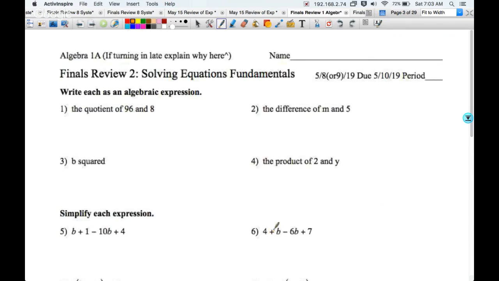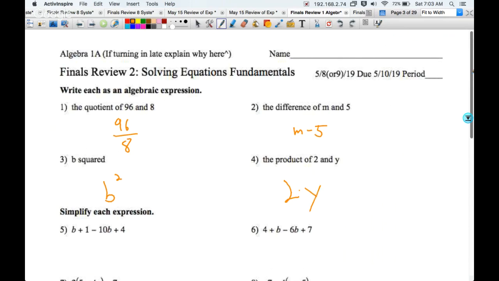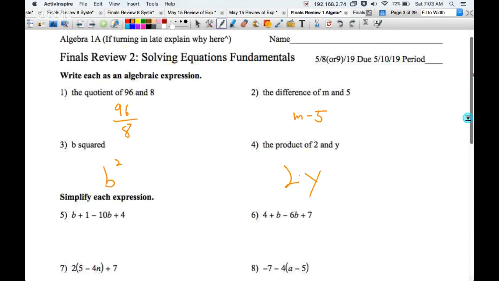Number 2, solving equations fundamentals. Quotients look like this. They're division. Difference, we write with subtraction. Squared is the little number 2 up top, and product is the result of multiplication, so we write 2 times y. You definitely need to know those words.